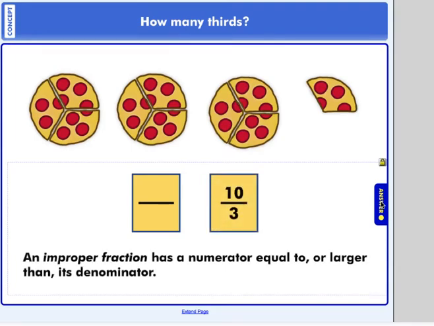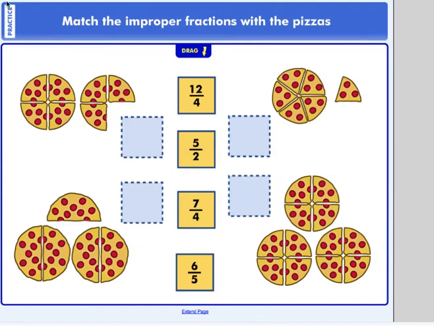This kind of fraction is called an improper fraction. Now there's nothing really improper about it. It just means that it has a numerator that is equal to or larger than its denominator. Take a look at these pictures and match the improper fractions with the pizzas.